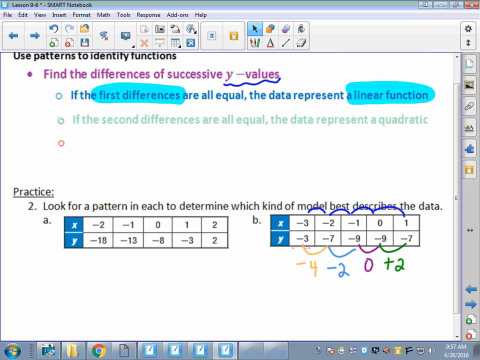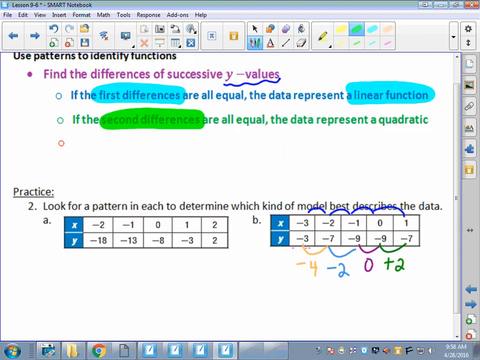So now I'm going to keep going. I'm going to take those numbers that I just wrote down, that -4, -2, 0, 2, and I'm going to do second differences. If all my second differences are equal, oh, you can hardly see that. Let me try a different color. If all my second differences are equal, it's a quadratic or a parabola.